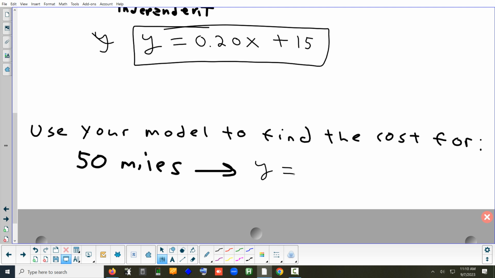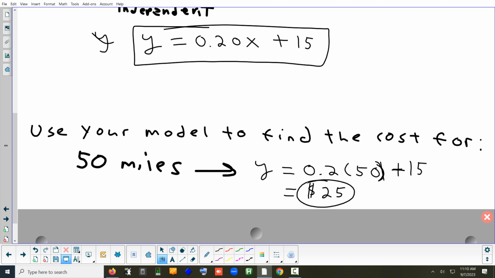So y equals 0.2, you really could just do 0.2 if you want, times 50 plus 15. Right, now we use our calculator. What's 0.2 times 50? 10. So 10 plus 15, 25. What is that? $25. Because that's how much it would cost.